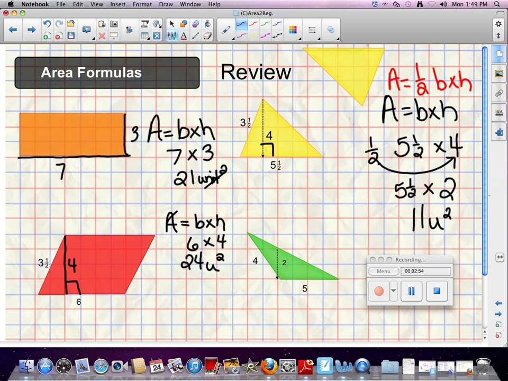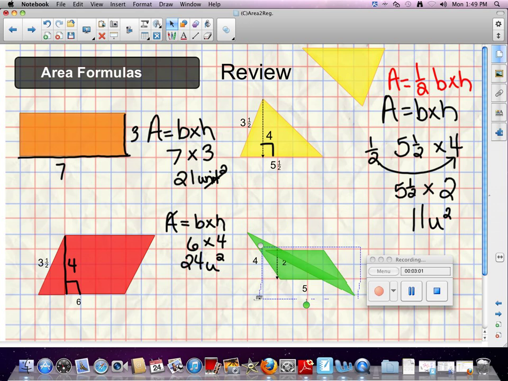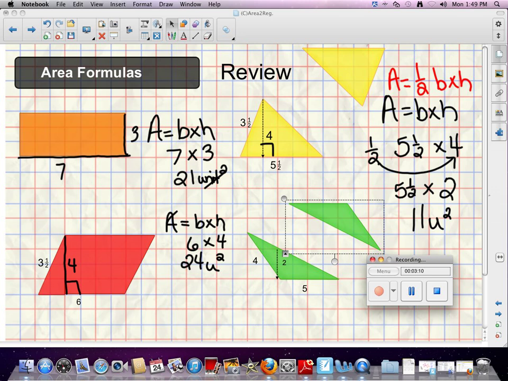This will work for any kind of triangle. You just double it, and if you rotate it, you will get another parallelogram. So again, the area of a triangle is 1/2 base times height. Okay, so let's continue.